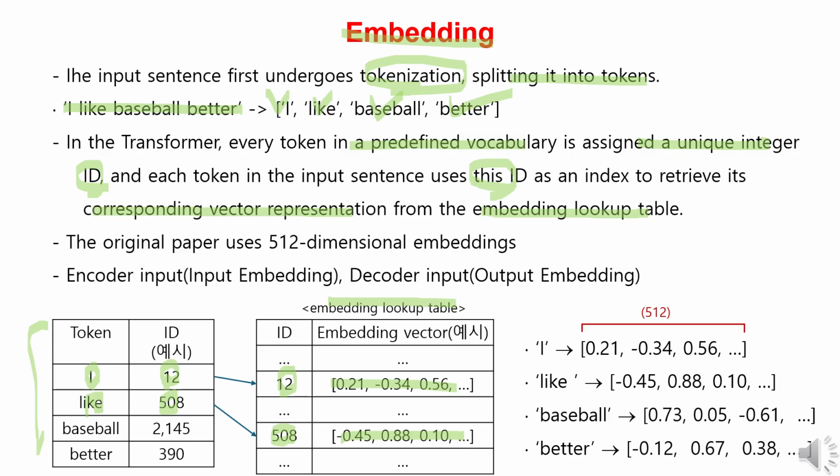In the original transformer, each token is represented as a 512-dimensional vector. These embeddings are used as inputs to the encoder and decoder. However, embeddings alone do not contain any information about word position. That's why next we'll look at why positional encoding is necessary.